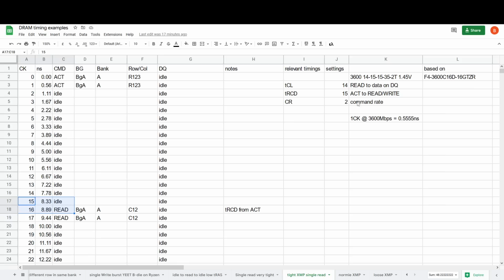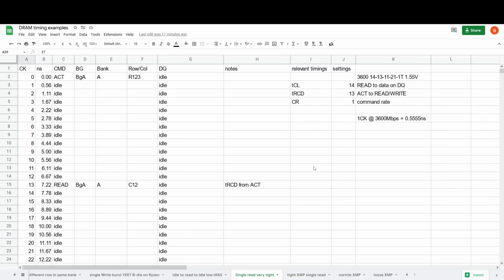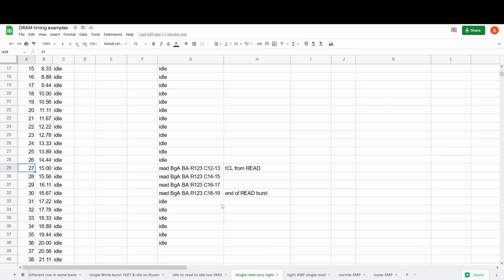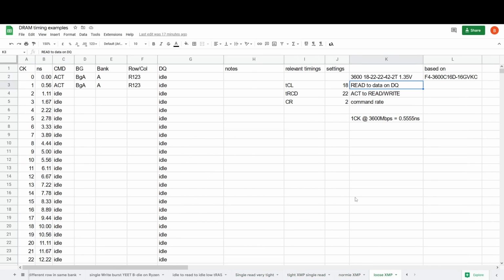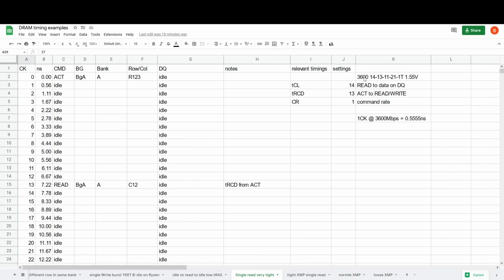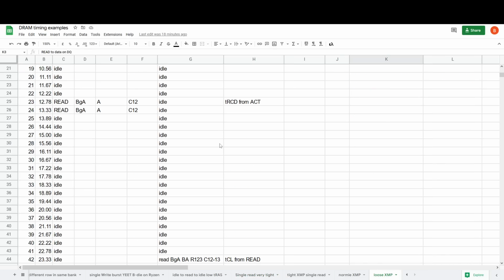Then we have a tight XMP profile from Samsung BDI, which is a bit faster, and then we have a very tight one where we're doing 15 nanoseconds instead of the previous. It's not that big a difference. Well, each step is individually not that big a difference, but going from the 14, 13 profile to the 18, 22 is quite a gap, right?